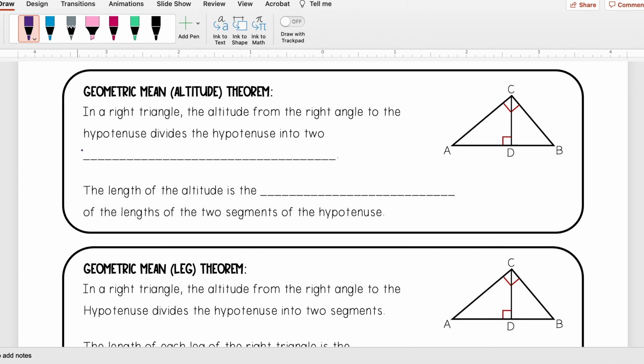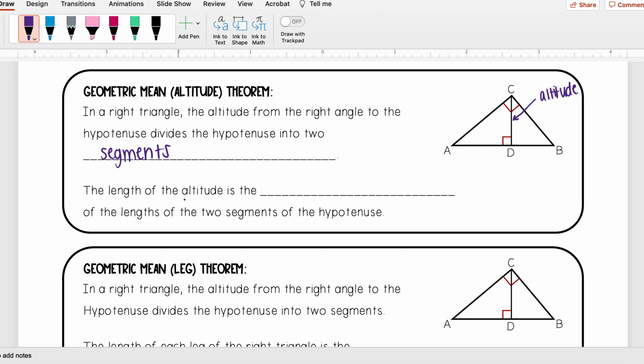So the geometric mean has two different theorems that we can use to actually find a segment length in some of these similar right triangles that we were working with in some previous videos. The first one is the geometric mean altitude theorem, and that says in a right triangle, the altitude from the right angle to the hypotenuse divides the hypotenuse into two segments. And so we see that right here, CD is my altitude, and it's separating this side AB into two segments, AD and DB.